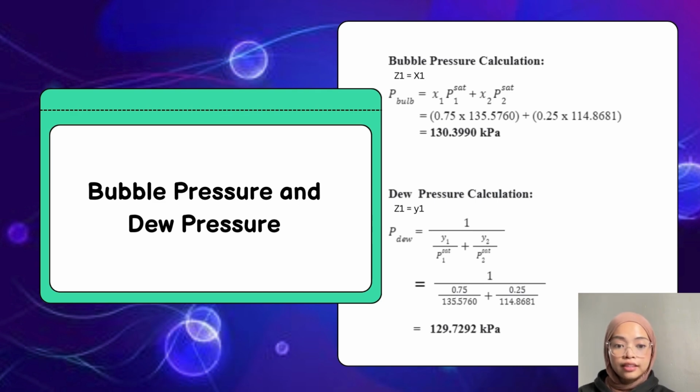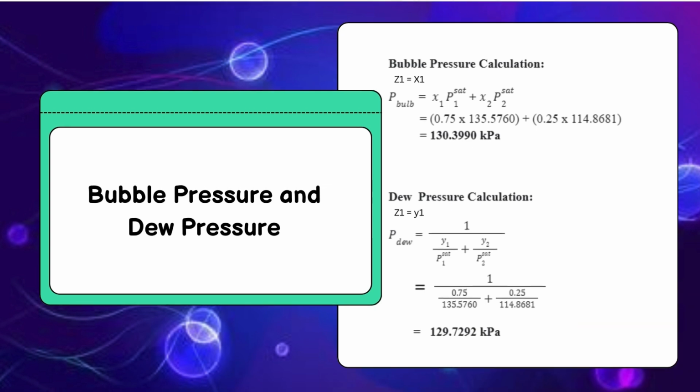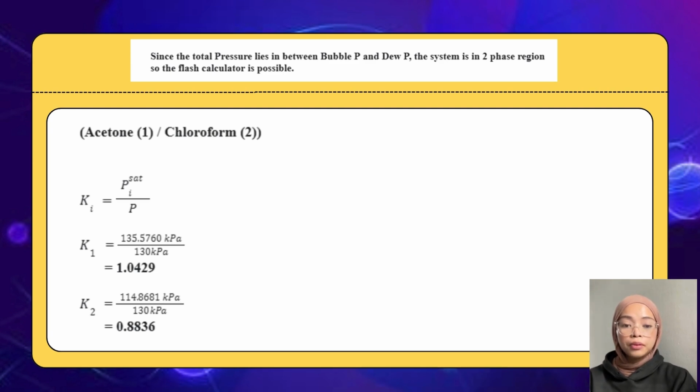Alright, next is to calculate the bubble pressure and dew pressure. To calculate the bubble pressure, we assume Z1 is equal to X1. So P bubble is equal to X1 times P1 sat plus X2 times P2 sat. Here we got 130.399 kPa. For the dew pressure calculation, we assume Z1 is equal to Y1. So P dew is equal to 1 over Y1 over P1 sat plus Y2 over P2 sat. From our calculation, we got 129.7292 kPa. Since the total pressure lies between the bubble pressure and dew pressure, the system is in the two-phase region, so the flash calculation is possible.